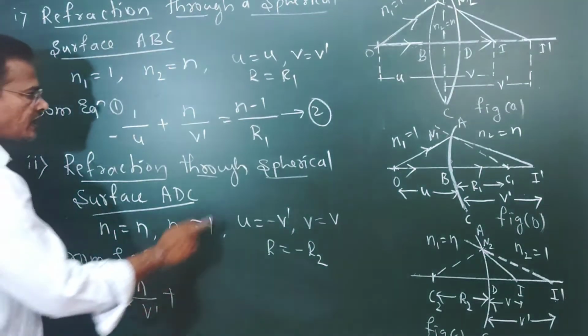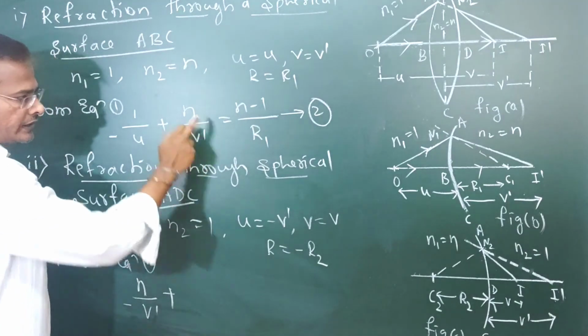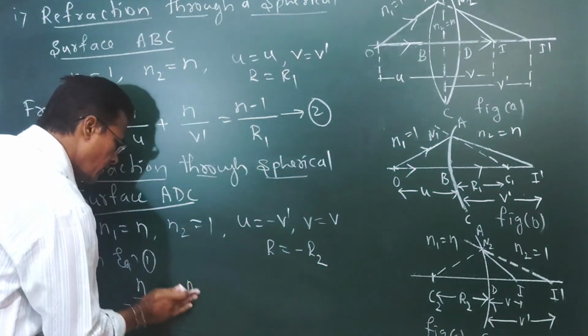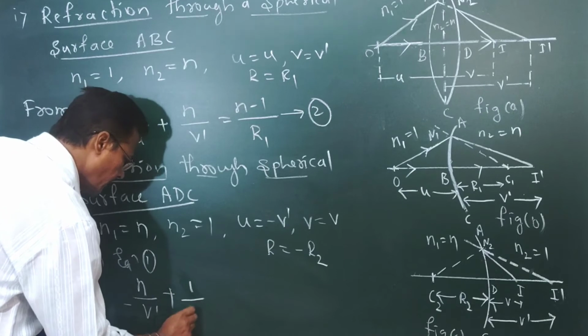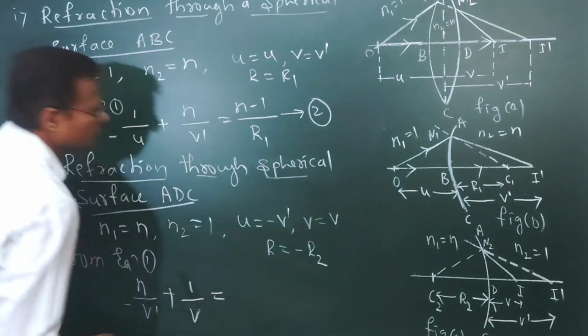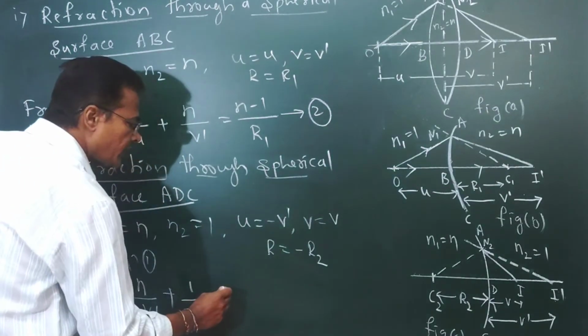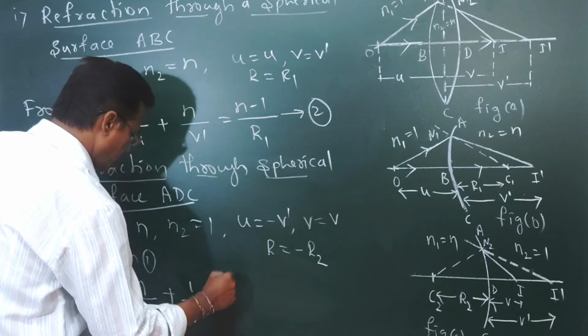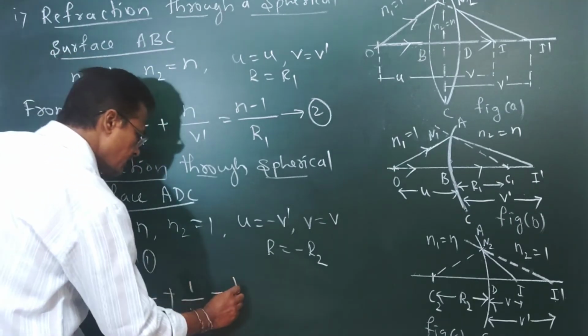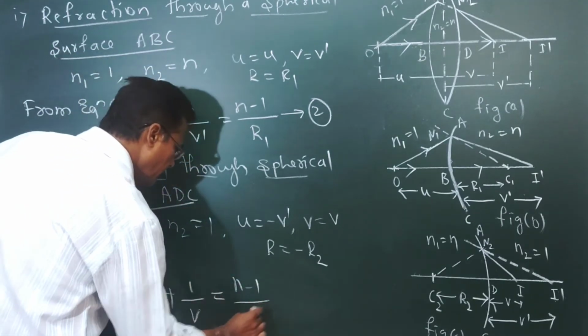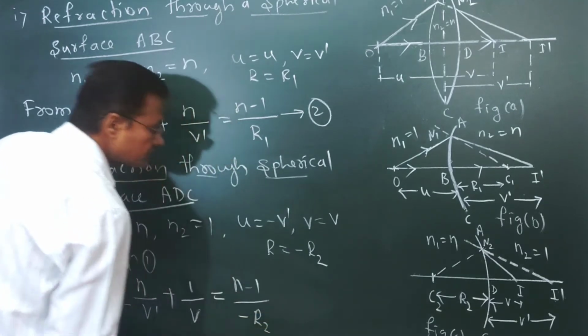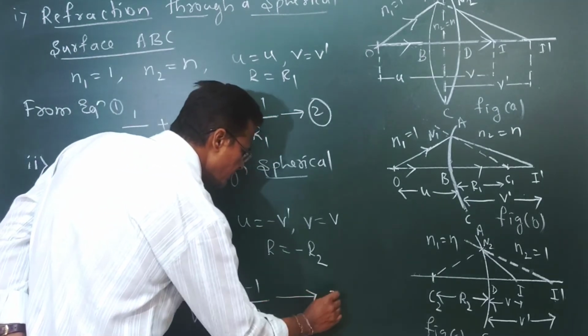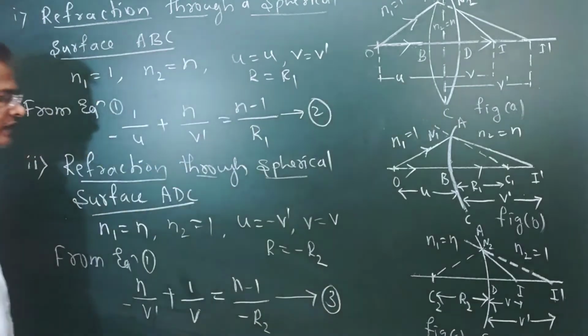Okay, so this is the refractive index of a rarer medium, that is N equal to 1, so that is 1 divided by V equal to, this is what we are getting now, refractive index of the first one, that is N minus 1 divided by minus R2. This we are going to call equation 3.